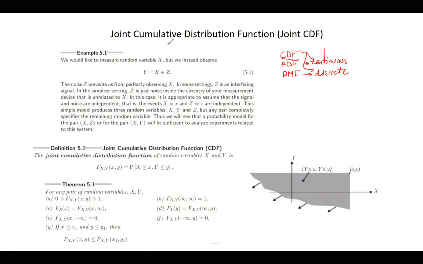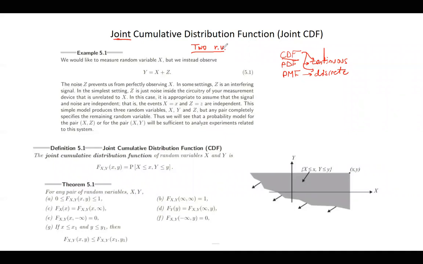Now, joint CDF refers to more than one random variable. Joint means that we have something that is related to one or more than one variables or objects. So when we say joint CDF, we talk about at least two random variables. Typically this might be more than two.